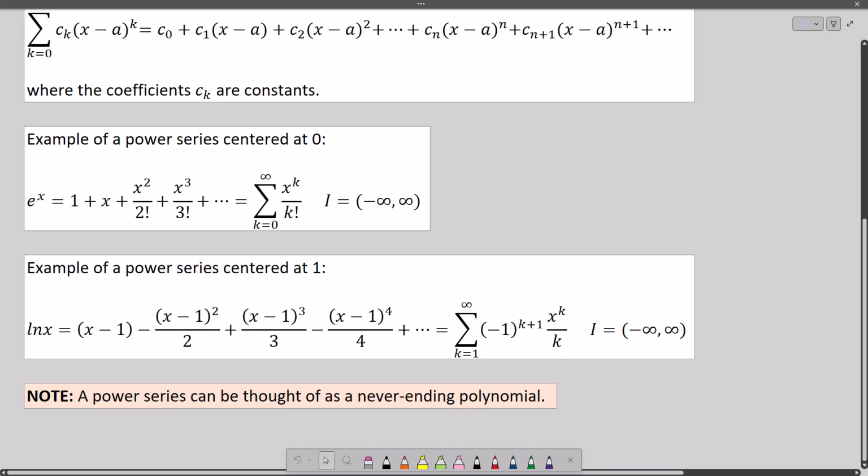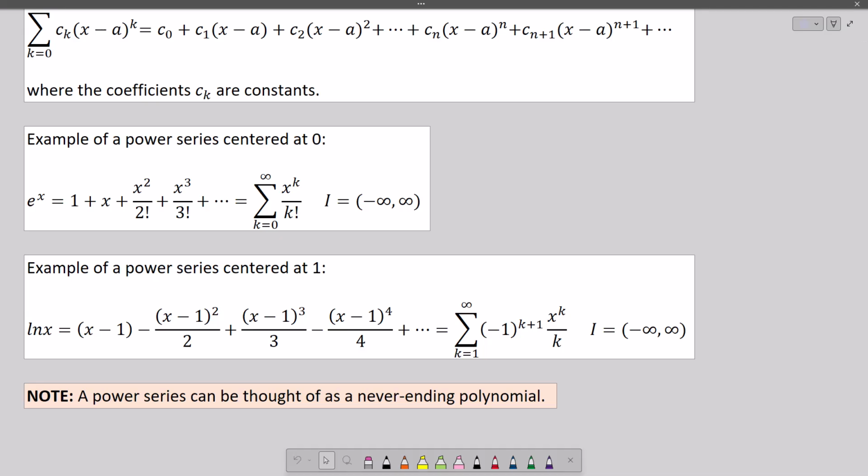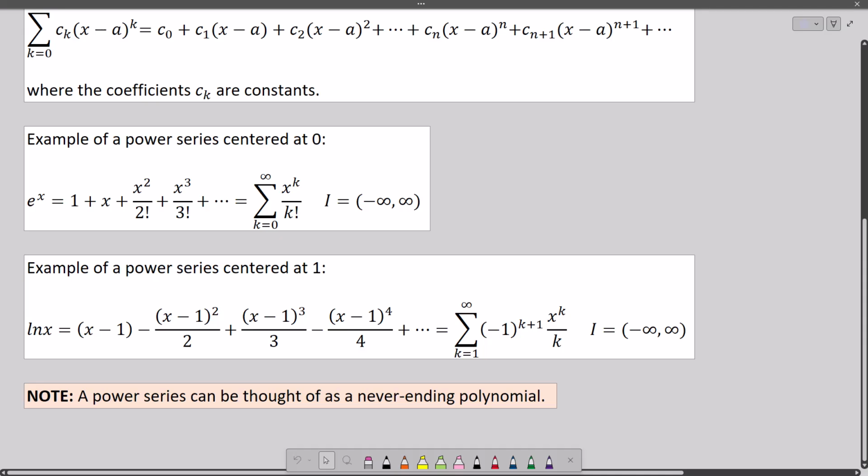This power series is centered at the origin because it's just an x. This power series here, you can see that every term has an x minus 1. It's just like shifting the parabola. So this power series has a center of 1. So the center is always the 0 of that little parenthetical quantity. So up here the center is 0, down here the center is 1.